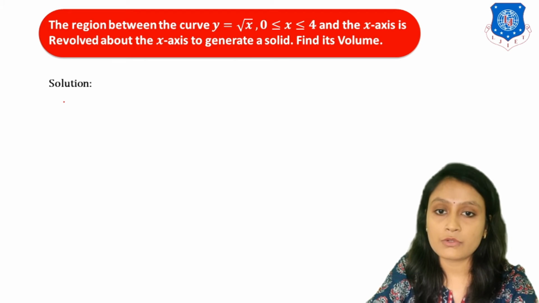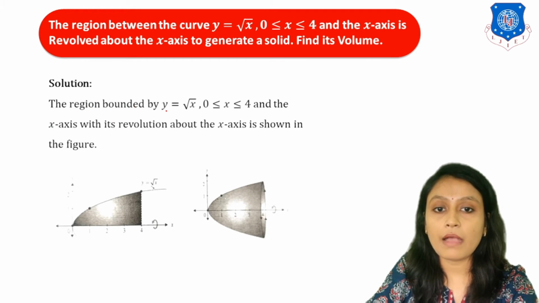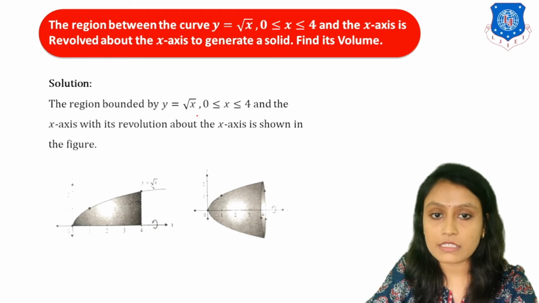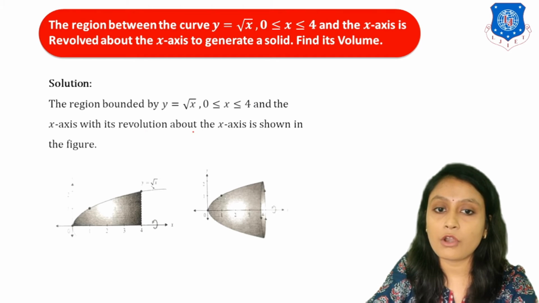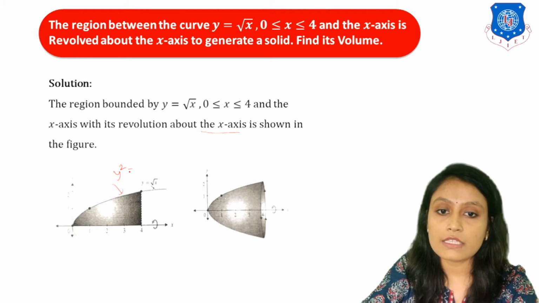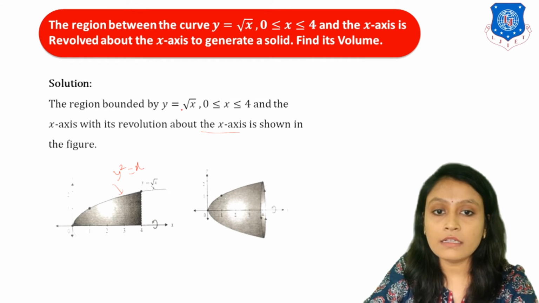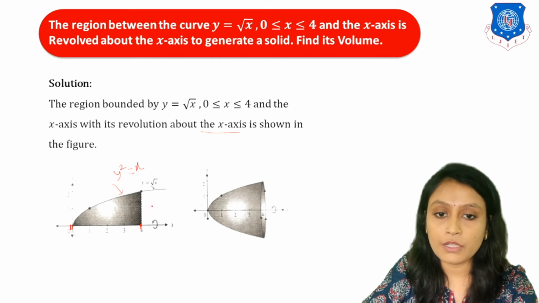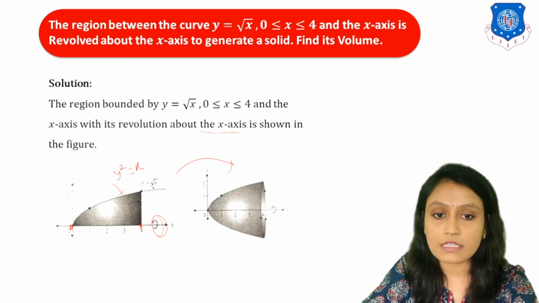So let's begin with the solution. Now the area bounded by y equals root x, and x between 0 to 4, and the x-axis, with the revolution about the x-axis, is shown in the figure. That is y equals under root x, that is y square equals x. So this is a parabola about the x-axis, and the limit of x is given, that is x is from 0 to 4, and we are revolving it around the x-axis. So you will get this type of solid on revolving around the x-axis, correct?